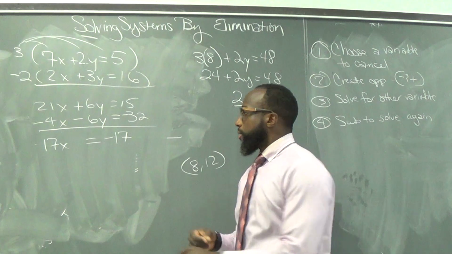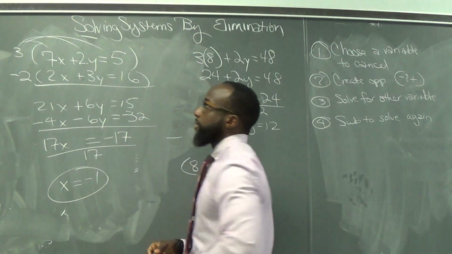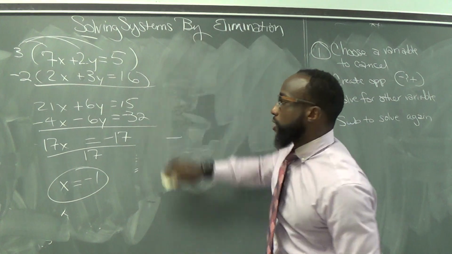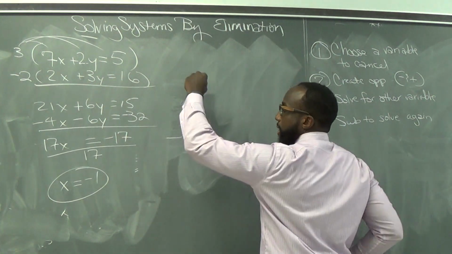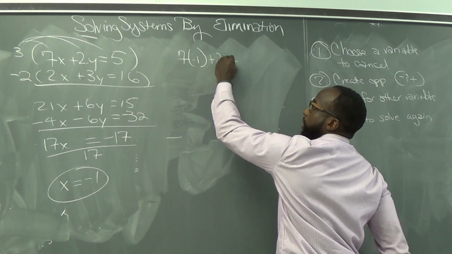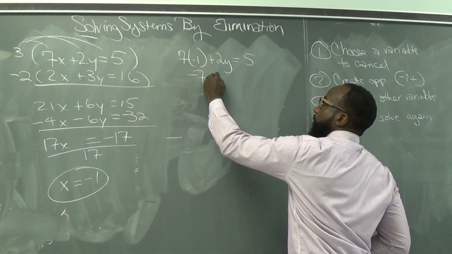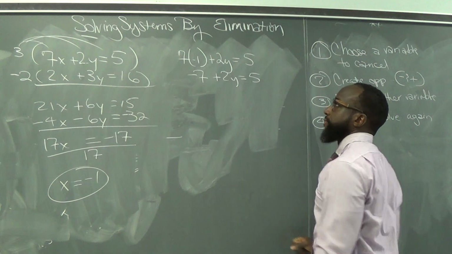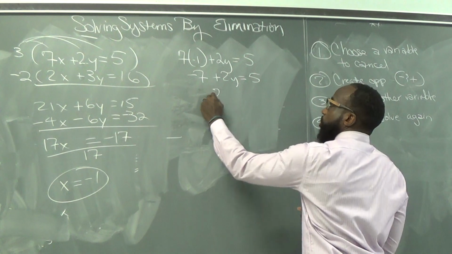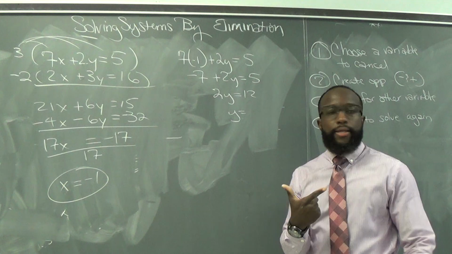We good? Now we divide by 17. x equals -1. Now, I'm doing this for you, Dante. We're going to put it into both of those equations. We put this -1 in the first one, so it's 7 times -1 plus 2y equals 5. 7 times -1 is -7, plus 2y equals 5. If you add 7 to both sides, you get 2y equals 12. Then you divide by 2, and y equals 6.